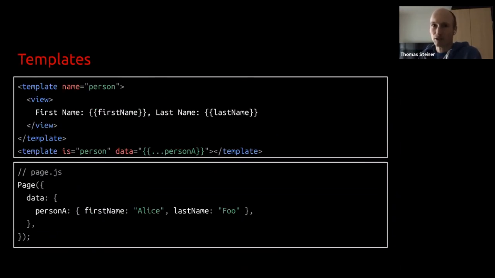For templates, you have a template that has a name of person. Then you have a view, first name, and then you can see curly braces again, first name and last name. To instantiate this, you can then say my template is a person, and the data for this person comes from a field called person A. And then everything will be just magically filled in. Pretty straightforward again. You can probably immediately understand what is going on just by looking at these two code snippets.